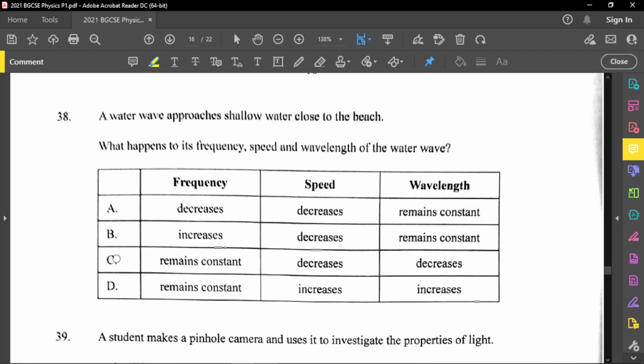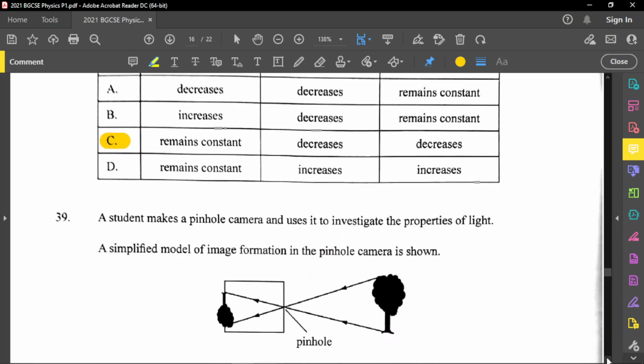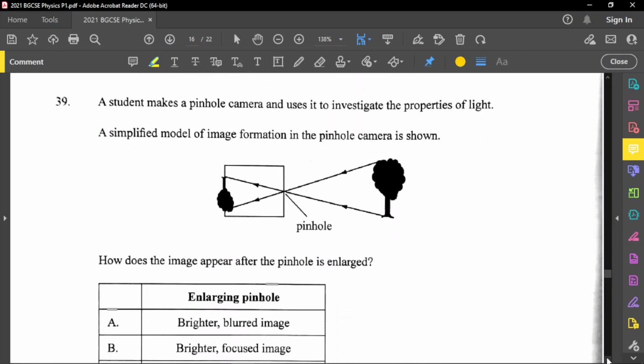Why does the frequency remain the same? Simply put, the waves start at the same point, which means the same vibration or the same disturbance. If I have the same disturbance, it means the same amount of waves produced per second. So the frequency remains the same, but there's a decrease in speed and a decrease in the wavelength. So the only thing that is constant there is frequency. 39, and we're getting close.